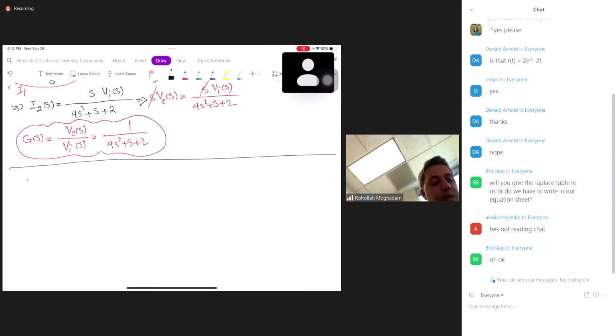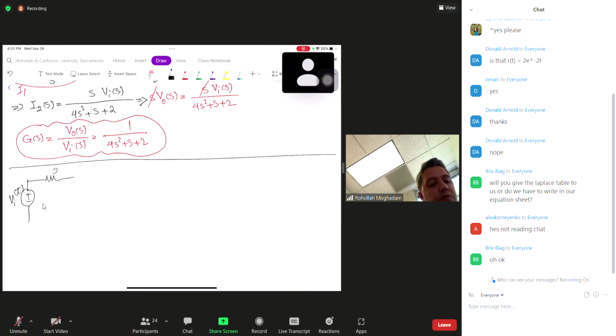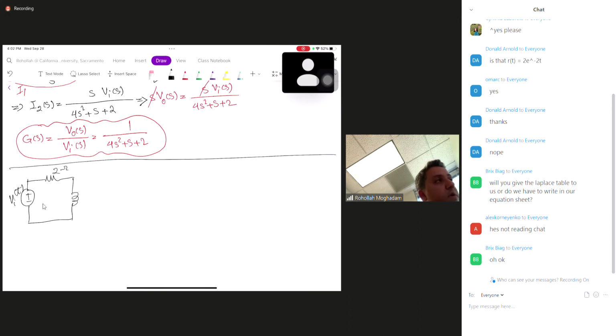Okay, so we have a question. VI of t is the source, I have 1 Henry over here and 2 ohm over here, and this is VO of t. Okay, so we want to find the transfer function G of s, which is VO of s over VI of s. Help me with this function.